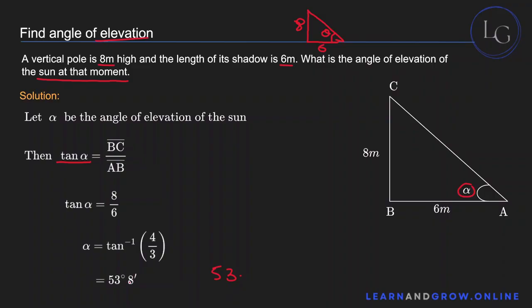which is basically just 53 plus 8 divided by 60. Because 1 degree is basically 60 minutes, so 1 minute is 1 by 60th of a degree. So you can just find that out. 53 point whatever 8 by 60 is.